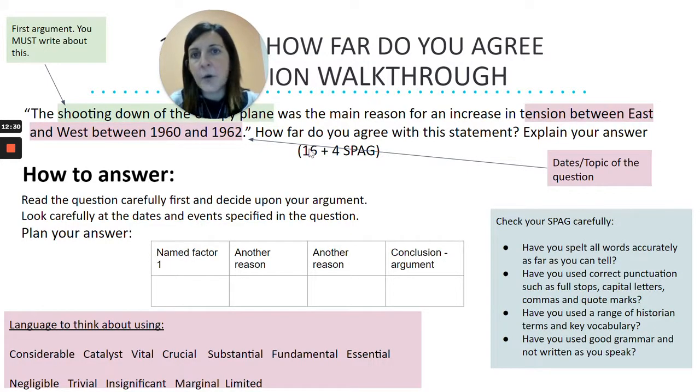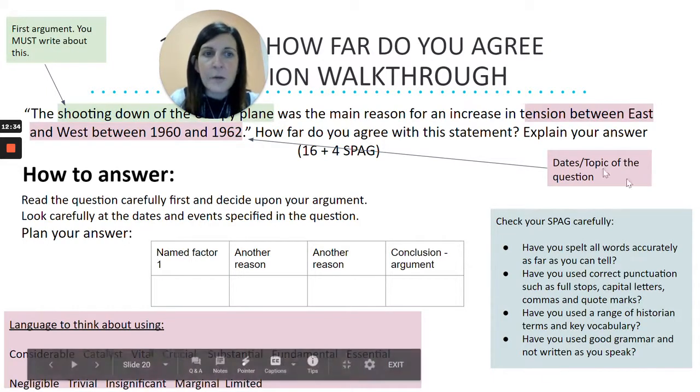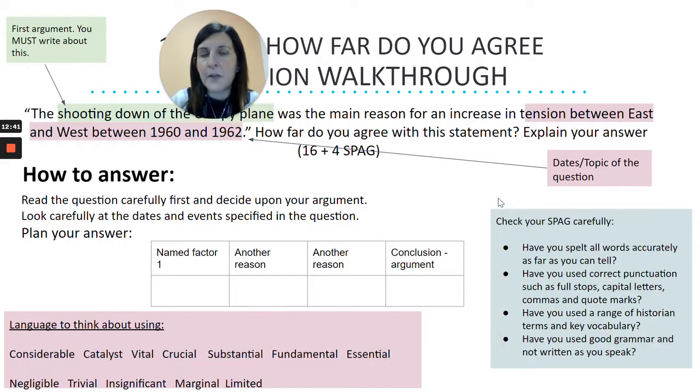So the question is worth 16 marks, but you also have 4 marks for SPAG. So I've just put some hints down at the bottom here about things that you might want to check with your SPAG. So not just spelling and punctuation, but have you used a range of historical terms? Have you used good grammar and not written as you speak?